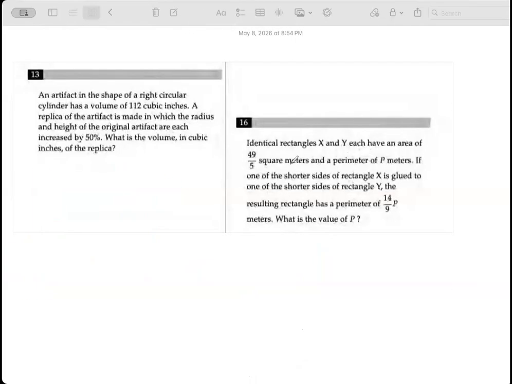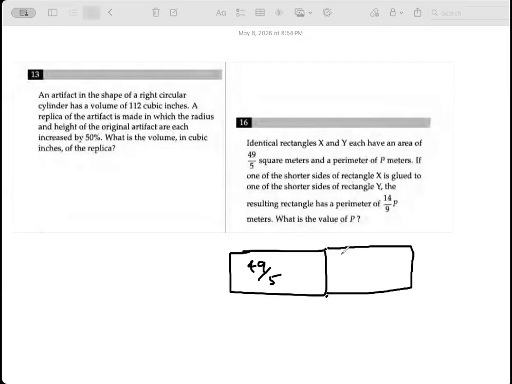Identical circles x and y each have an area of... Identical rectangles x and y each have an area of 49 by 5 square meters and a perimeter of P meters. If one of the shorter sides of rectangle x is glued to one of the shorter sides of rectangle y, is glued to this, okay. Oh, I see.